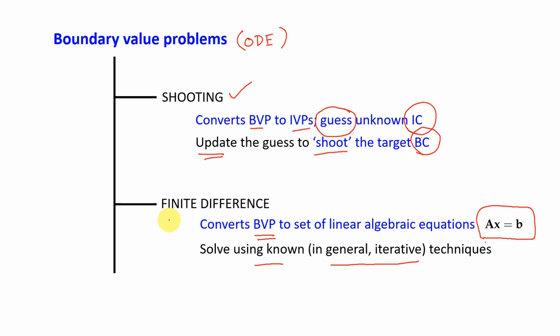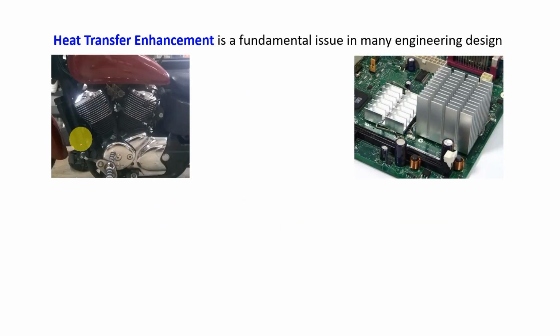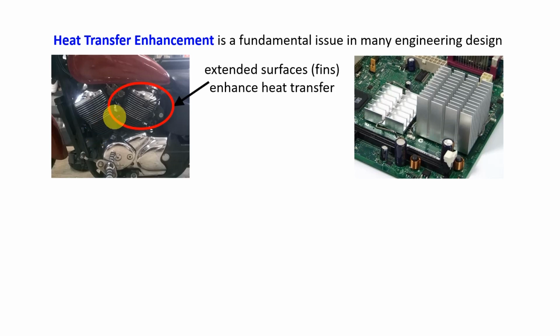So let us take up a simple physical problem of heat transfer. In heat transfer, enhancement is something fundamental to most technologies. For instance, if we have an engine of a motorbike, we know that there is a chance of overheating, and that is where we use these extended surfaces at the engine. These extended surfaces will increase the heat transfer area, and overall heat transfer will be increased because of that.